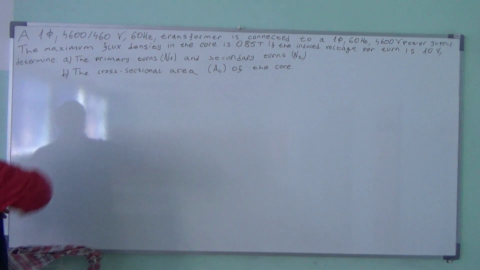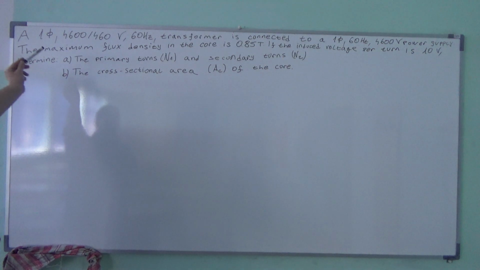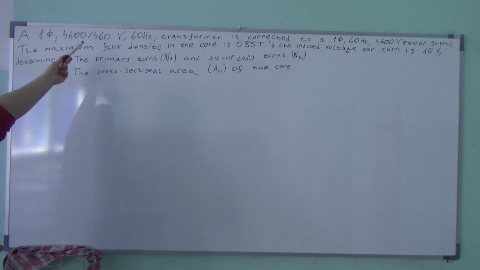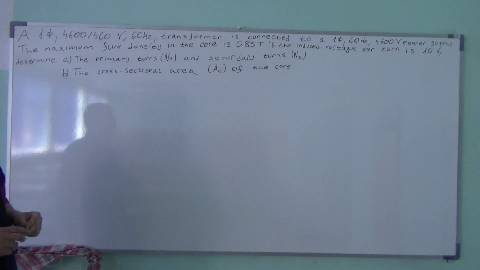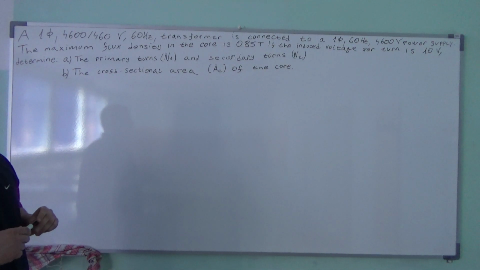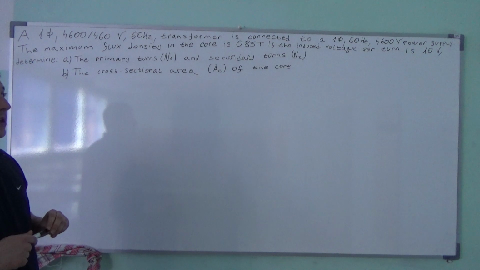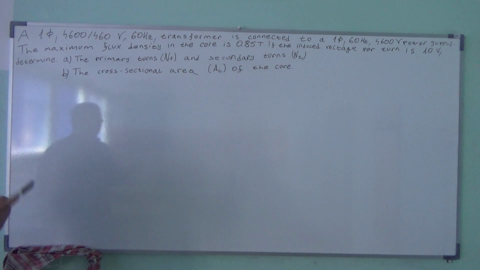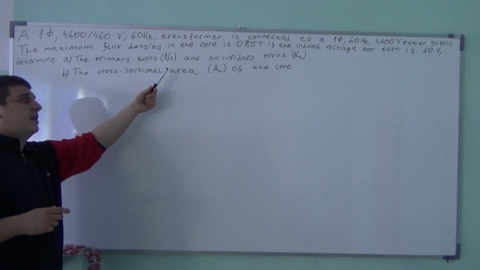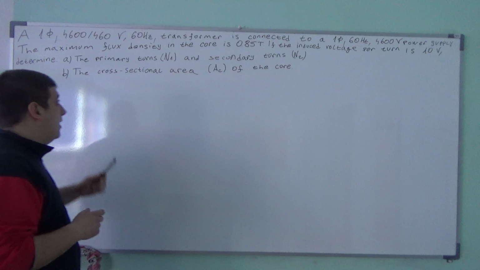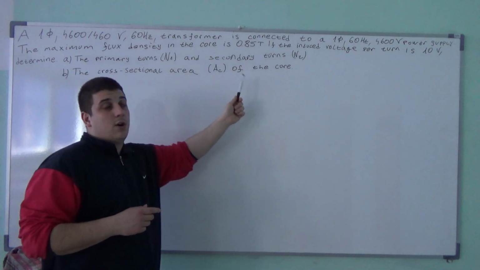It says that we have a one-phase 4600 divided by 400 transformer. These are the voltage ratings of the transformer. The 60 Hz transformer is connected to a one-phase 60 Hz 4600 volts power supply. The maximum RMS, of course. The maximum flux density in the core of the transformer is 0.85 Teslas. If the induced voltage per turn is 10 volts, determine for A the primary turns N1 and secondary turns N2, and for B the cross-sectional area AC of the core.